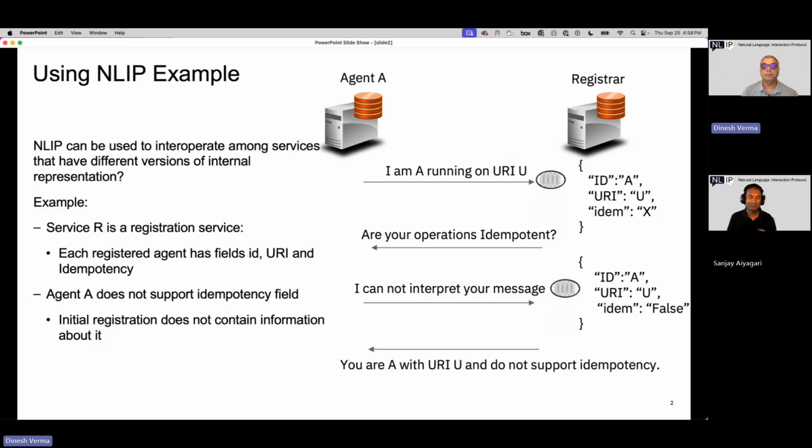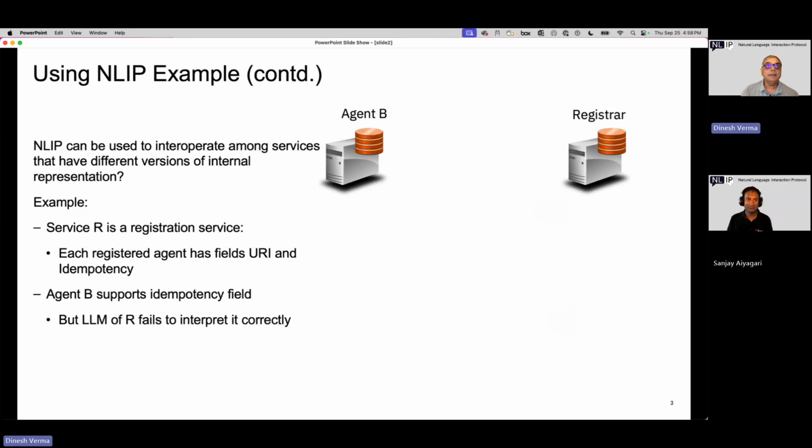And it can reconfirm, hey, you are A with URI U and do not support idempotency. And the server, the agent, can confirm that that is correctly captured. Now, the other example, of course, is that sometimes an agent or registrar may make a mistake when using an LLM to do the conversion, but an interaction also checks that.